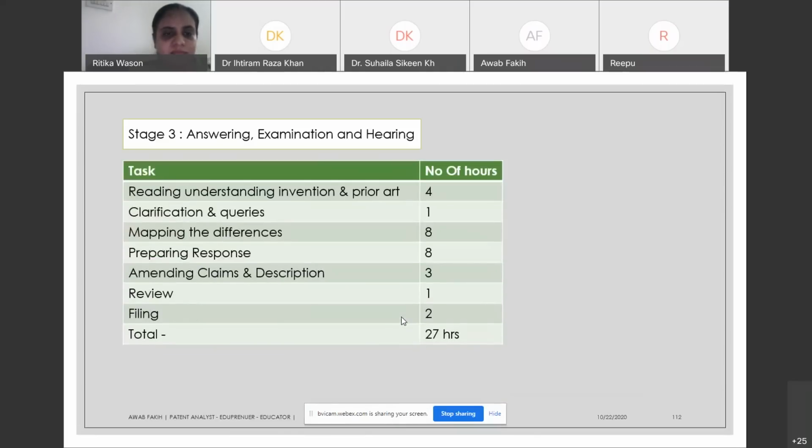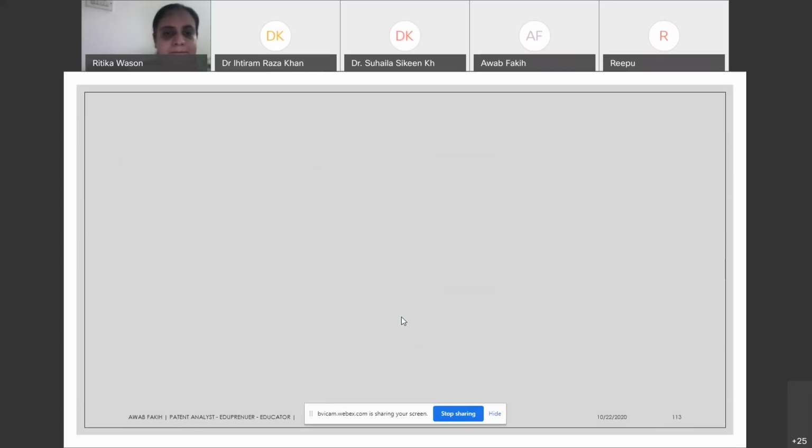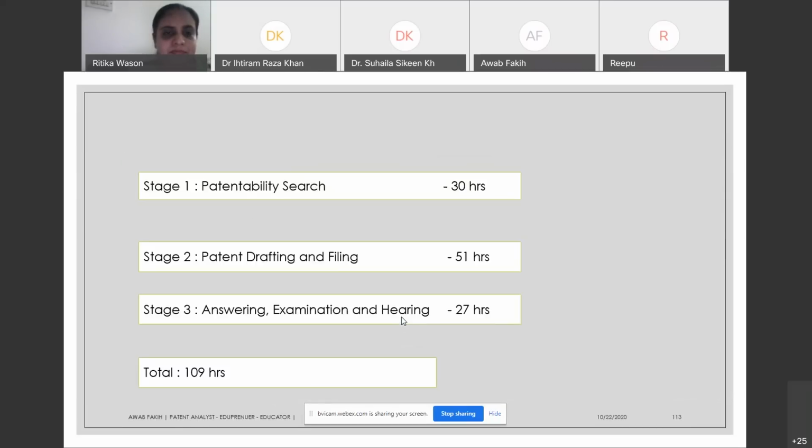Stage 3, you're answering the examination, that is, once you apply with Form 18 and so on. This is how it works. And when you add up all three, it comes to 109 hours. I'll tell the answer now.